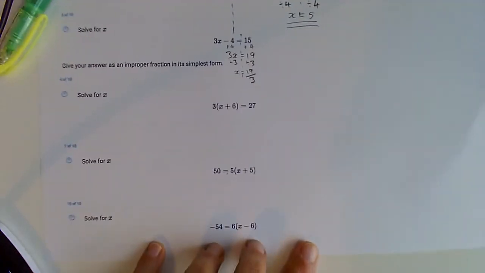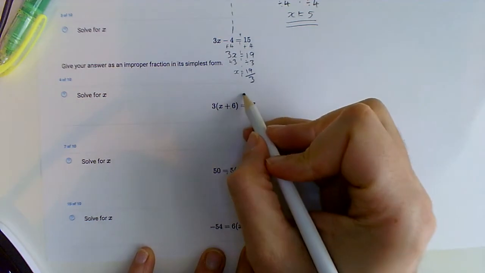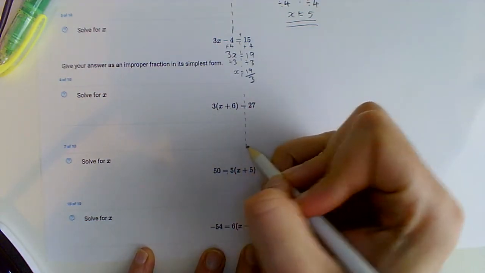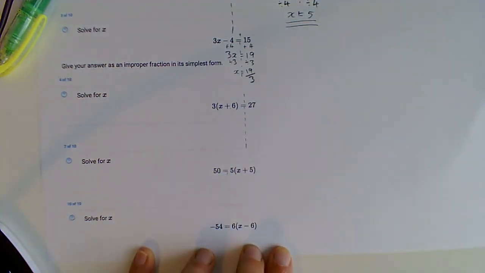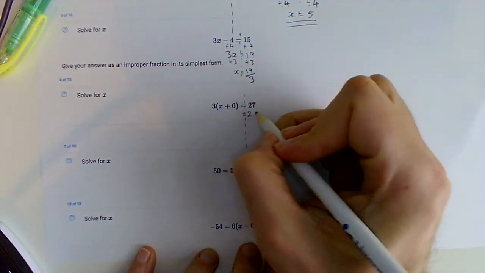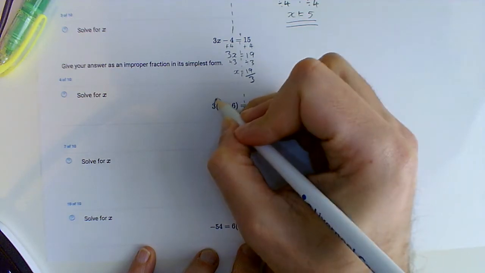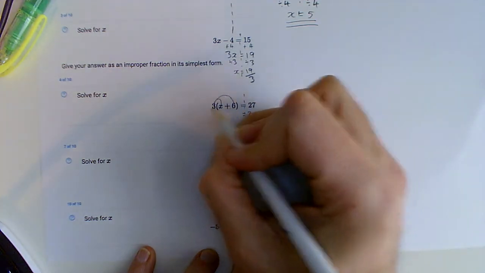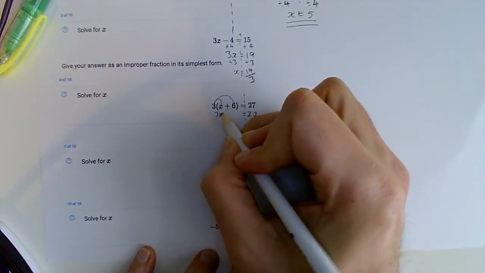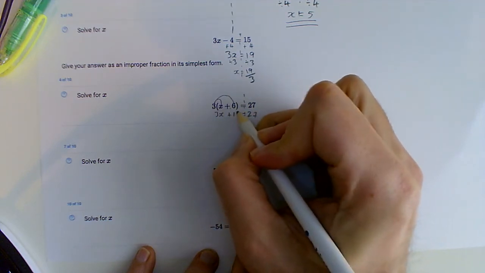Right, question 4 then here. So dash line down the middle of the equal sign again, but what do we notice this time? We've got a bracket, haven't we? Now whenever you see anything with brackets, just expand the bracket first. The right hand side will still equal 27. The left hand side is going to be the answer to this expansion. So 3 times x is 3x. 3 times 6 is 18.